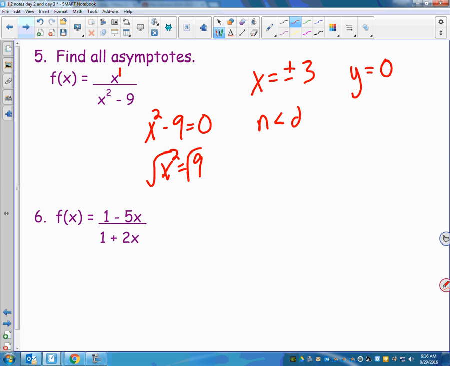You do not have to label it as vertical or horizontal, because x equals implies it's a vertical line, and y equals implies it's a horizontal line. So as long as you write it as an equation, you don't have to say, hey, these are my vertical ones, these are my horizontal ones. Questions about that? All right, do the bottom one.